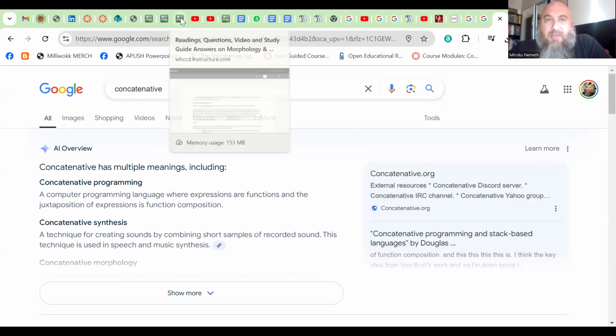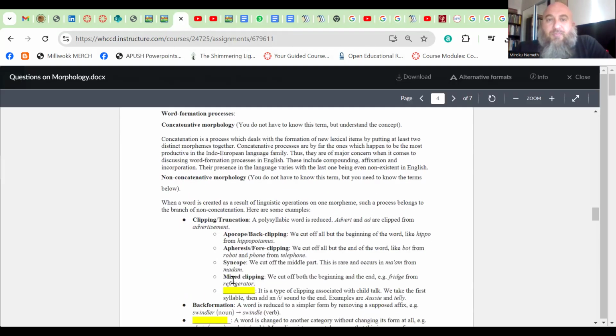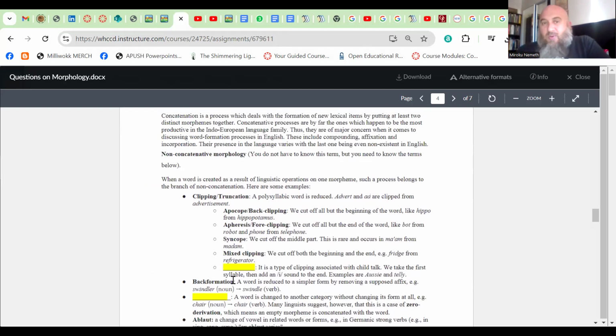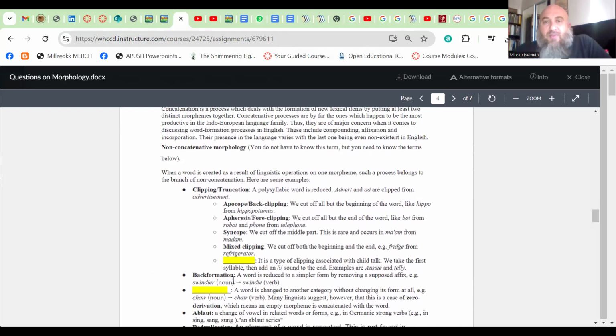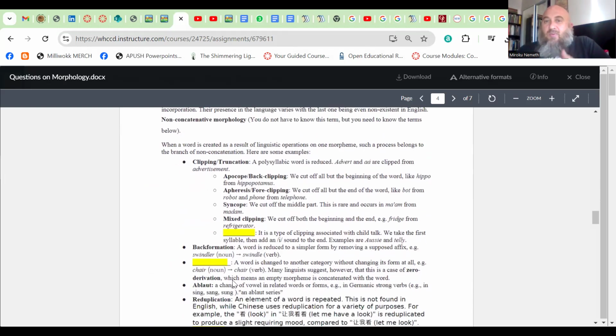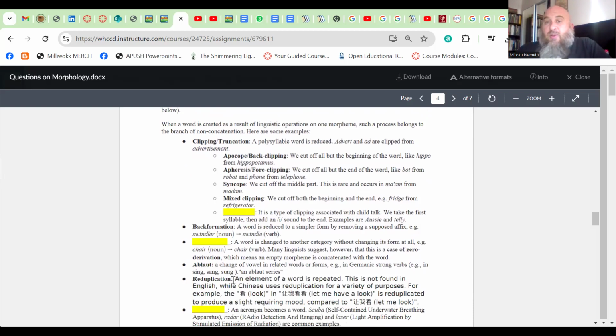So, whatever. You don't have to know the term, but you need to know about a few ways in which you create words. One of them is clipping, like advert and ad, clipped from advertisement. There's a special type of it called hypocorism, where instead of Australian you say Aussie, television, telly. They say barbecue, Barbie, vegetable, veggie, right?